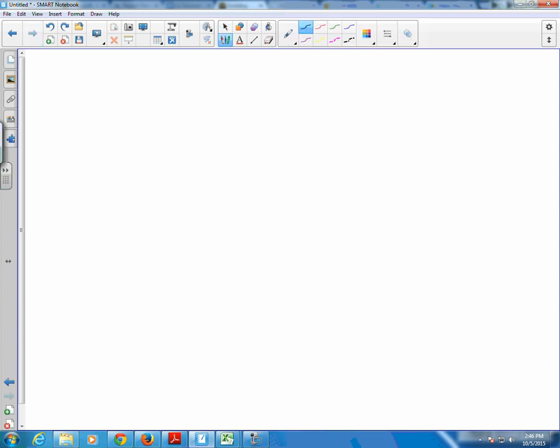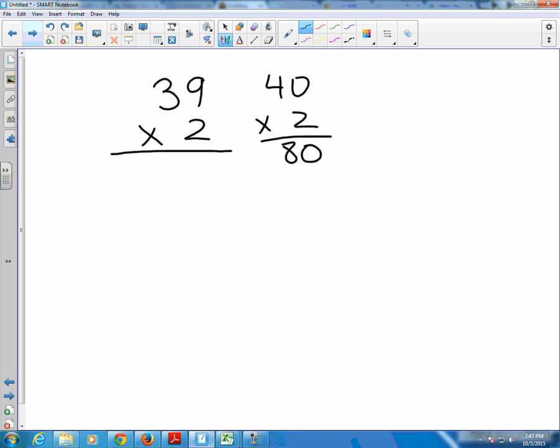Let's do another exercise. Let's do 39 times 2. Okay, if you want to estimate, remember how to estimate? We round the number with the most digits, right? 39 rounds to 40, and 40 times 2 is 80. So in order for my answer to be reasonable, it needs to be close to my estimate. Now let's go to the multiplication.